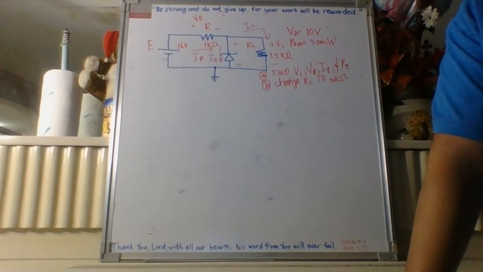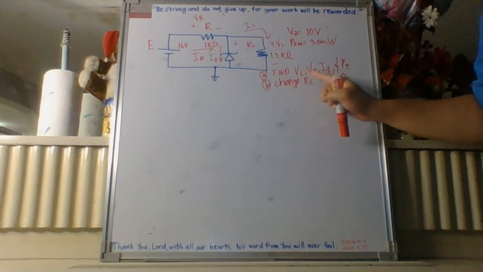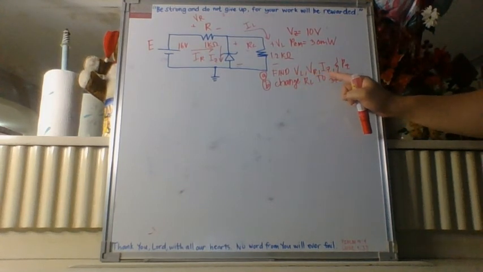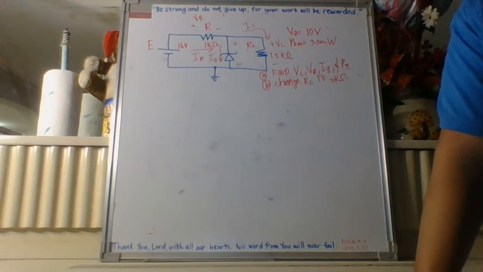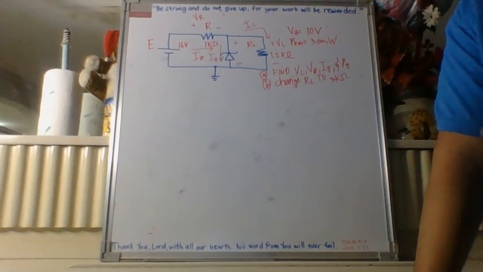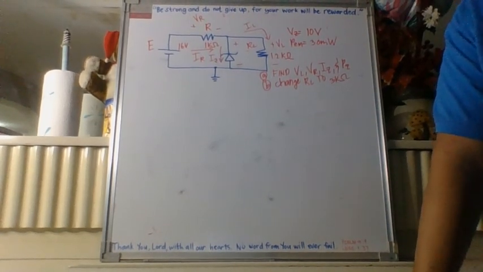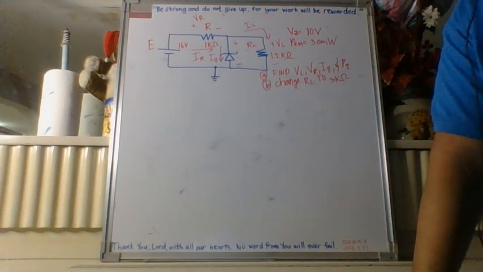Ito yung mga pinapahanap sa atin. Letter A, find V sub L, V sub R, I sub Z, and P sub Z. Letter B, change R sub L to 3 kilo ohms and then do letter A again. So titignan natin ano ba magiging effect ng pag-vary natin ng impedance ng ating resistive load.